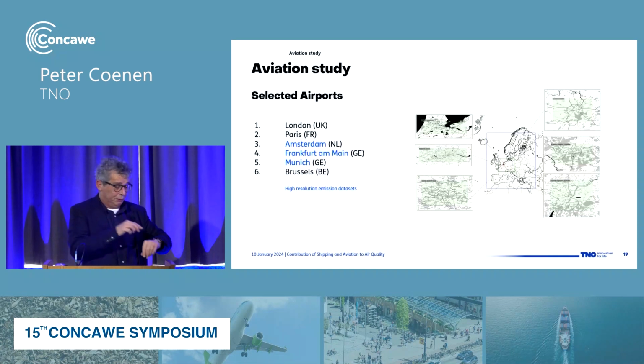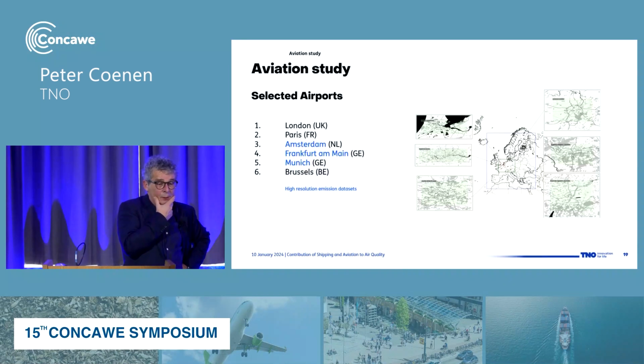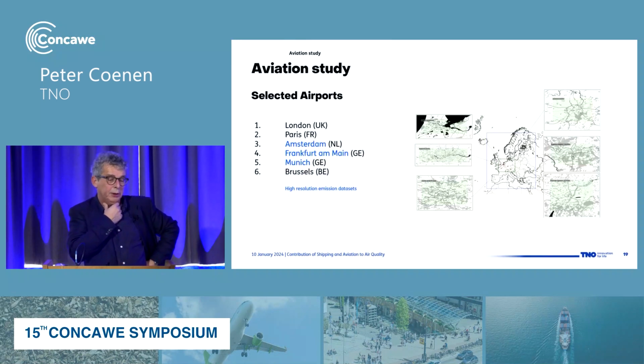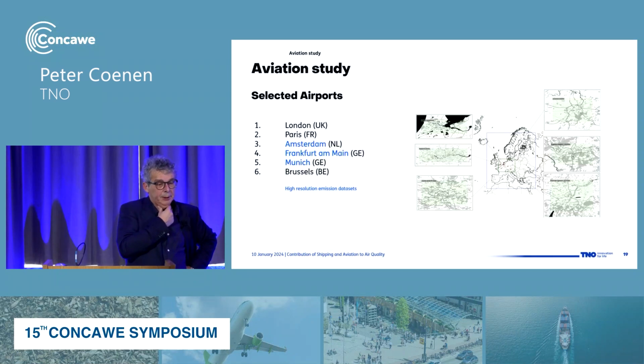Now I switch over to the aviation study. These are the airports we calculated for London, Paris, and then for 3 airports, Amsterdam, Frankfurt am Main, and Munich, we had a more detailed emission mapping for the airports, and then also for Brussels in Belgium.